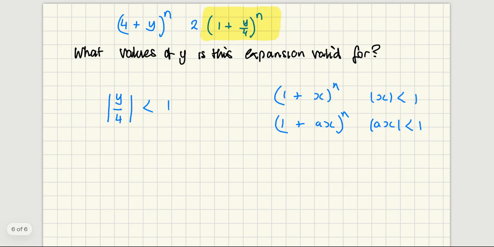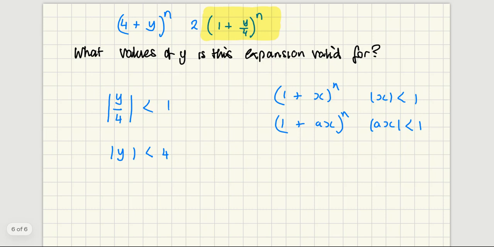So which bit has to be less than 1? y over 4 has to be less than 1. So what can y be? Less than 4. So y can be less than 4, but greater than -4.